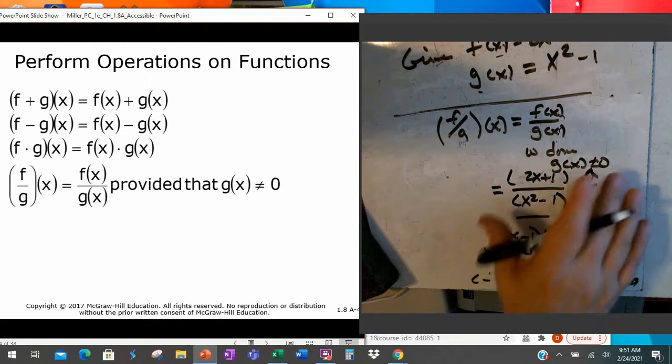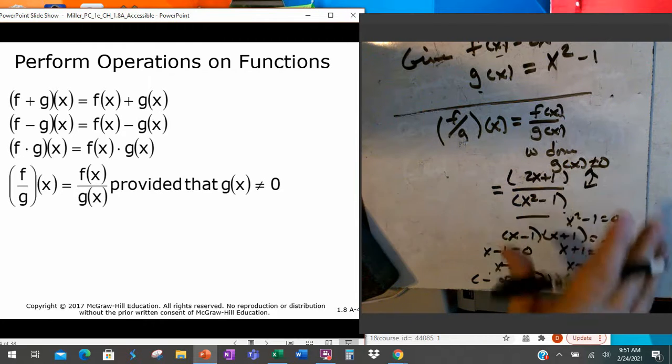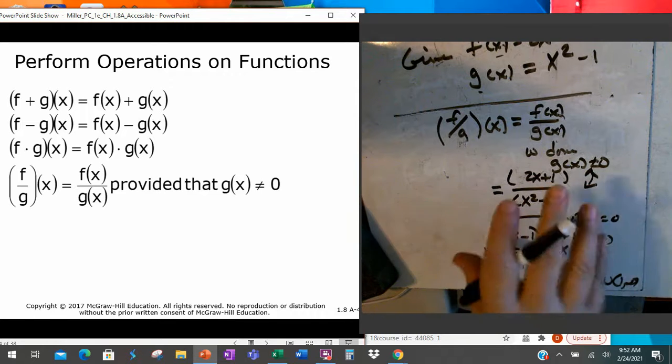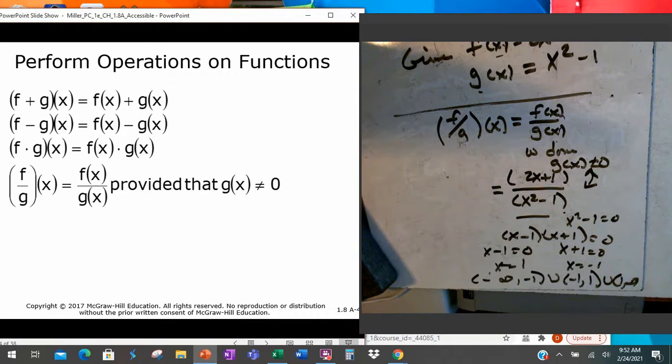Okay, so that's how I pull out the domain problems. This is my problem area. I used to call them my problem kids. I have to go through the functions and pull out problem kids. Okay.